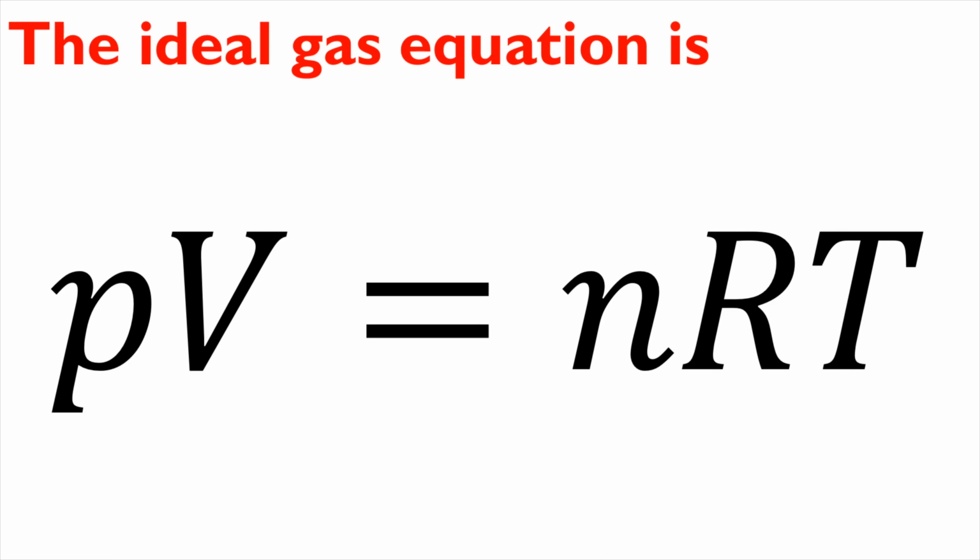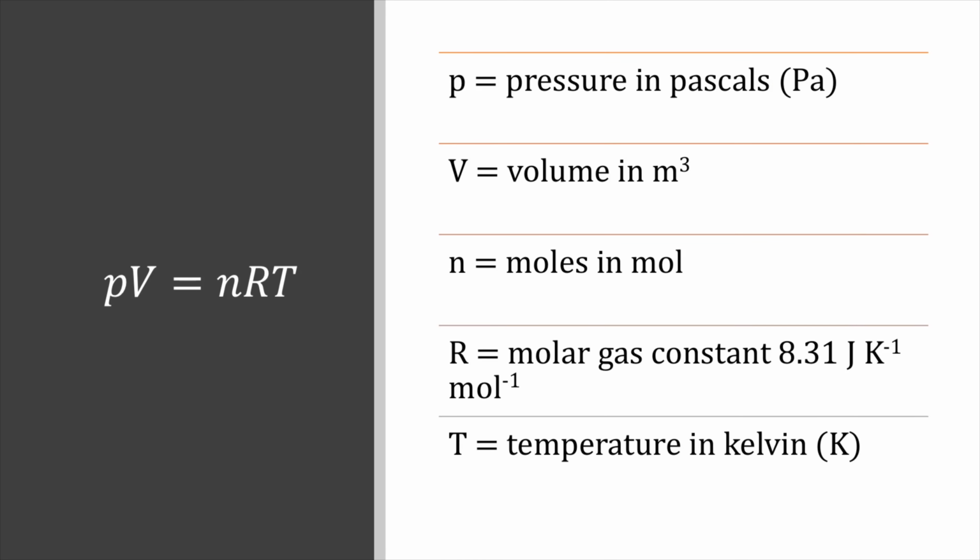Okay, so first of all, the ideal gas equation is PV equals nRT, where P is the pressure, V is the volume, n is the number of moles, R is the molar gas constant, and T is the temperature. Those all important SI units. So pressure is measured in pascals, volume is measured in meters cubed, n is measured in moles or mol, and R is the molar gas constant, which takes the value 8.31 joules per Kelvin per mole, and T is the temperature measured in Kelvin. Really important that we get those units right.